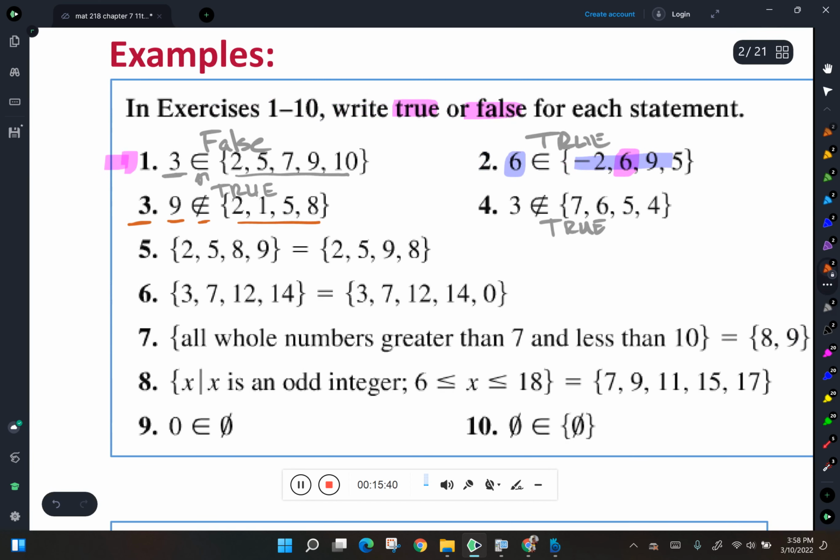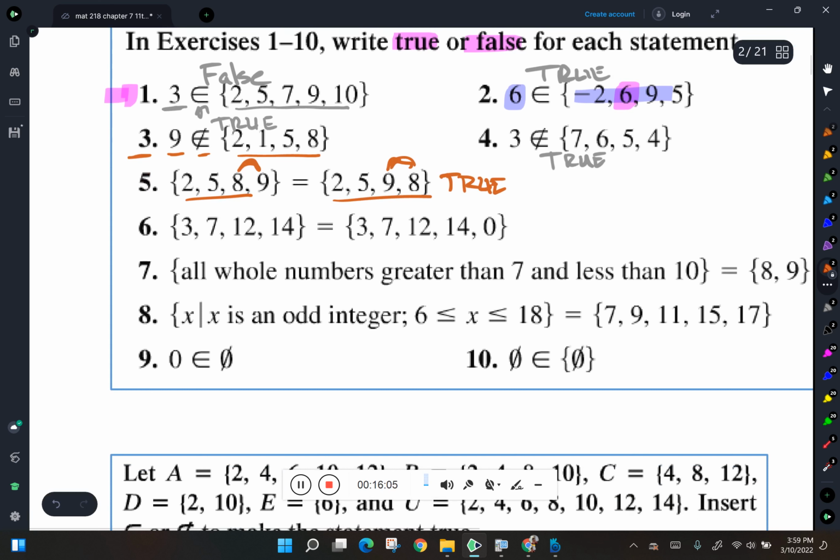Number 5, are those two sets equal? Let's see, the one on the left has the elements 2, 5, 8, and 9. The one on the right has the elements 2, 5, 9, and 8. But the definition of set said that the order doesn't matter. So the fact that the one on the left says 8, then 9, and the one on the right says 9 and 8 doesn't matter. So yeah, that is a true statement. Those two sets are equal.